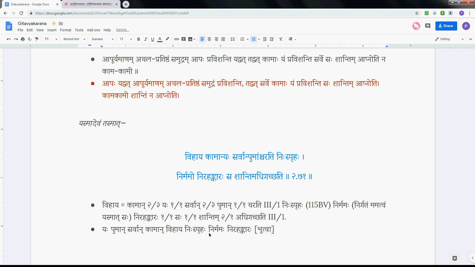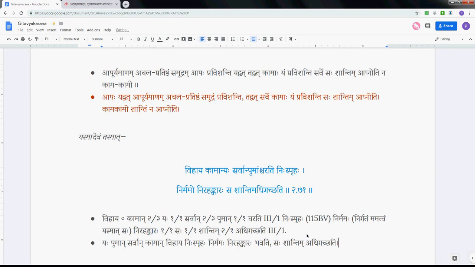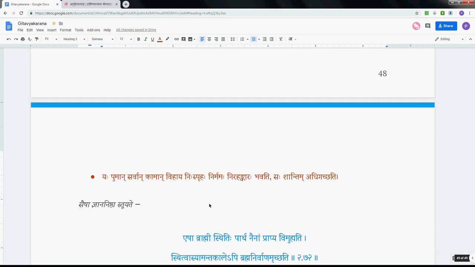Or you can also, instead, say yaha puman nispruha nirmama nirahankaraha puman, that way also you can do, but I think this gives a better meaning, because he was not nispruha nirmama nirahankara before he gave up all the kamas. Therefore yaha puman sarvan kaman vihaya nispruha nirmama nirahankara bhutva san, or nirahankara bhavati, not bhutva, bhavati, saha shantim apnoti or adhigacchati, he attains shanti. Since this is so, one has to focus on indriya nigraha.